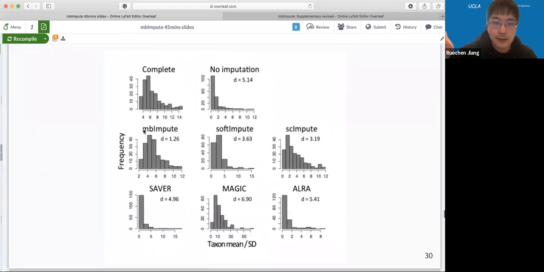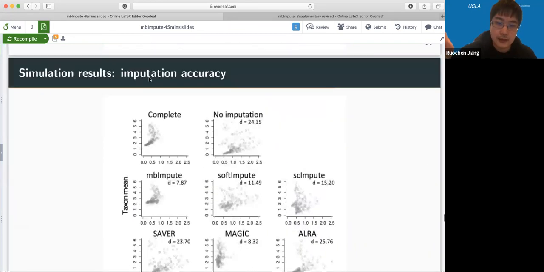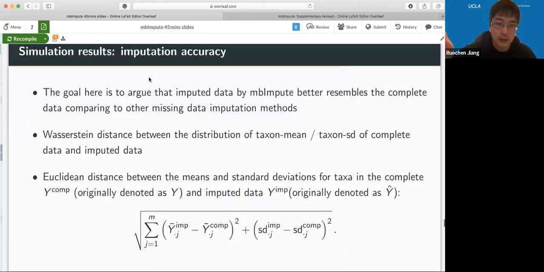So we can draw the distribution of taxon mean divided by standard deviation in each scenario. And we want to measure how those shapes are different from each other, and for that we can use the Wasserstein distance.